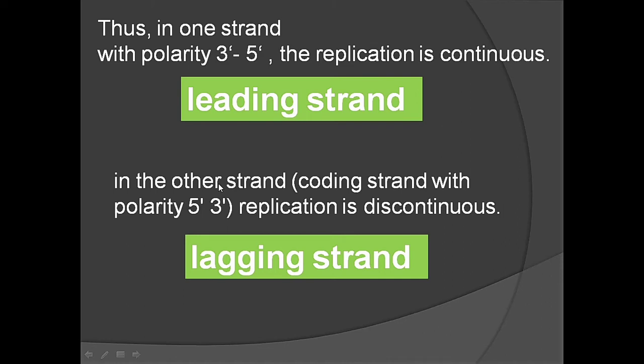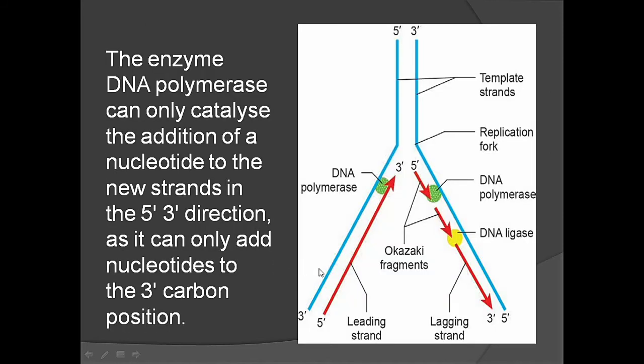In the other strand, the polarity is 5'-3'. Here the replication is discontinuous. This strand is called the lagging strand. This 3'-5' strand is the template strand for the leading strand. This is the leading strand. Here the DNA replication is continuous.